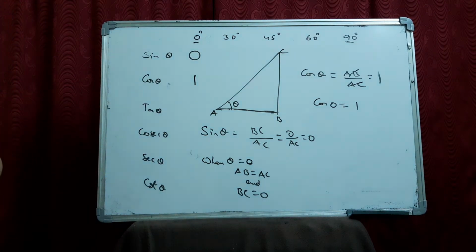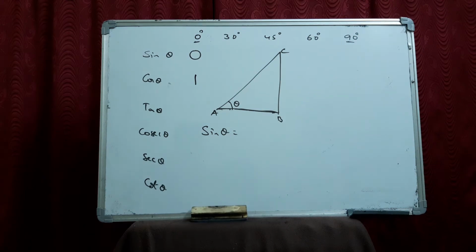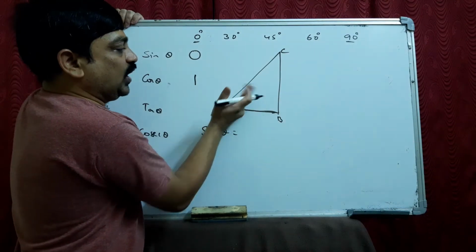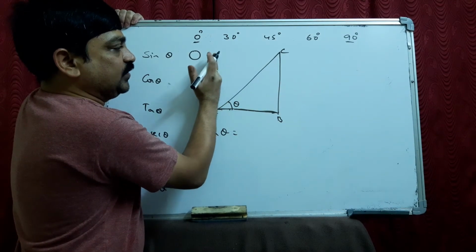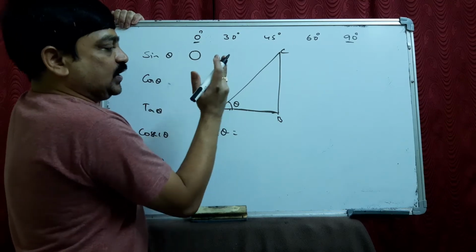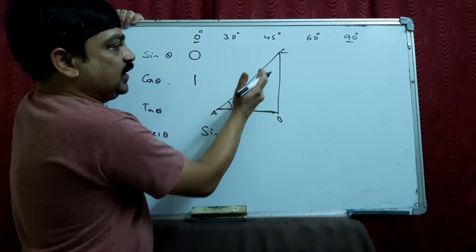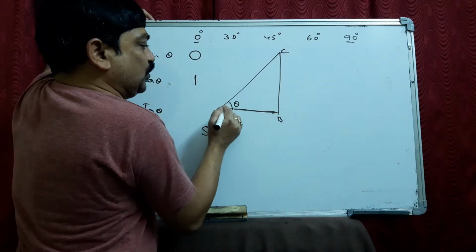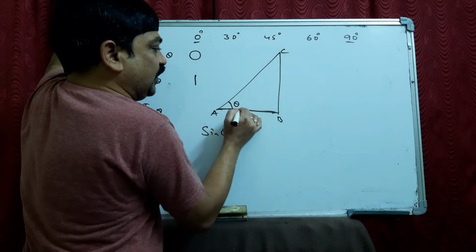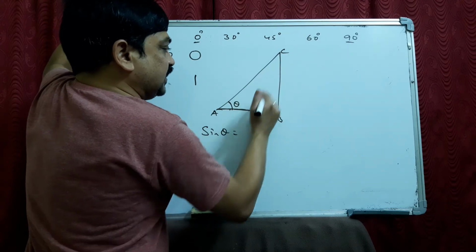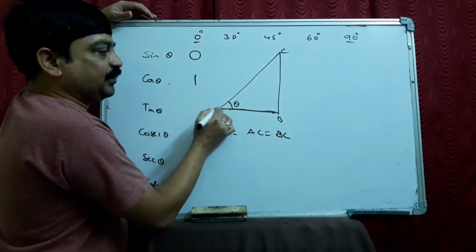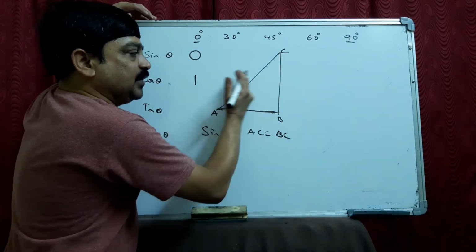The same thing happens for 90. How? I'll tell you. Say when theta becomes 90, what happens? It will move on like this. Or otherwise we do it like this. When it becomes 90, it will go like this. Then AC becomes BC. Agree? AC becomes BC, when theta is 90.